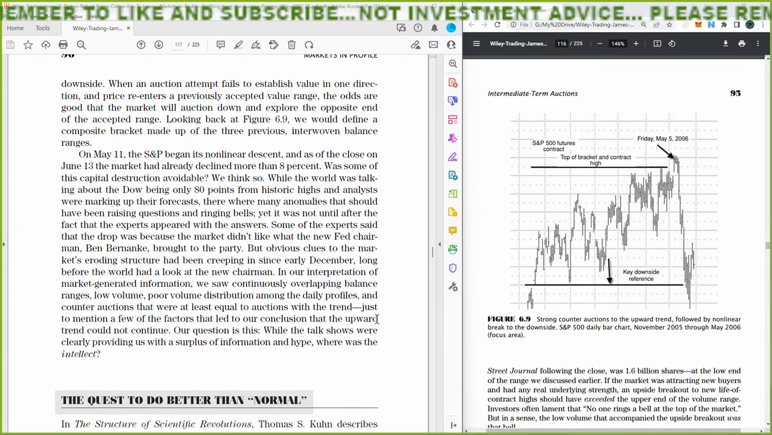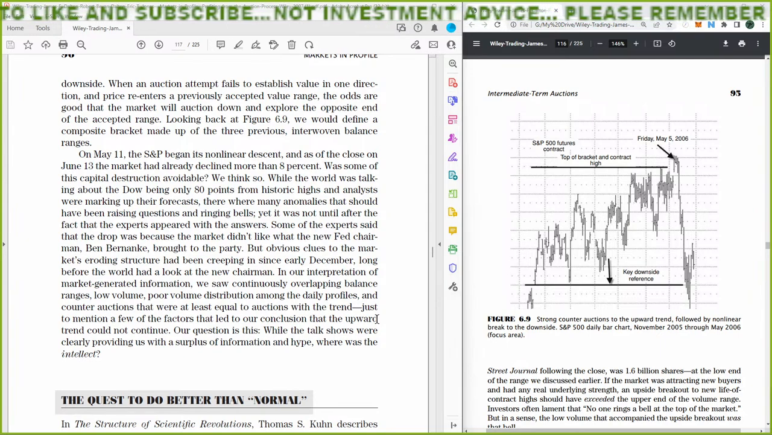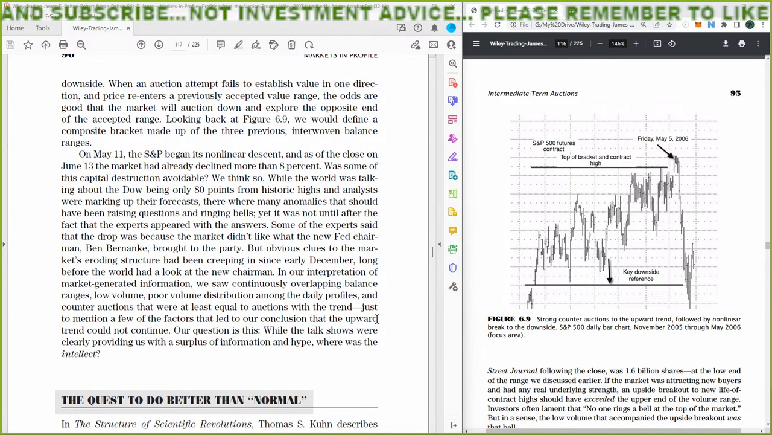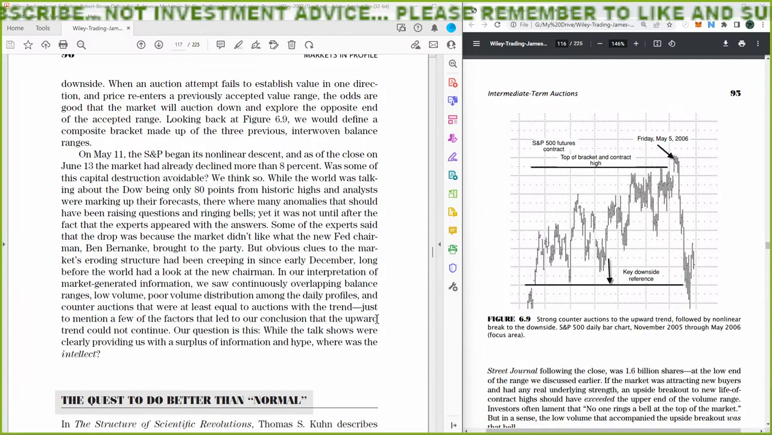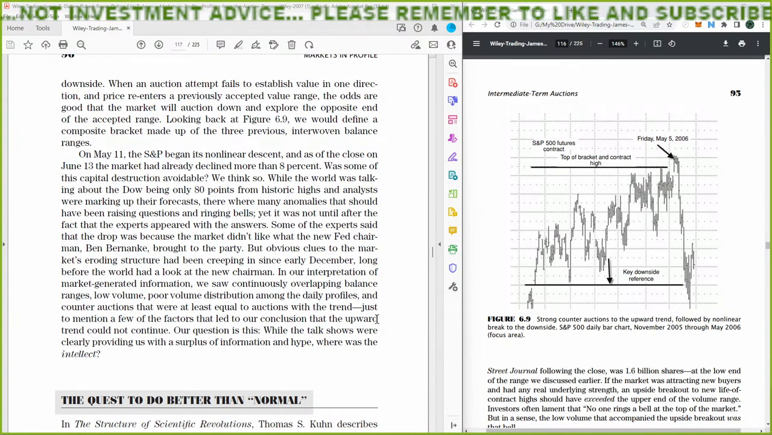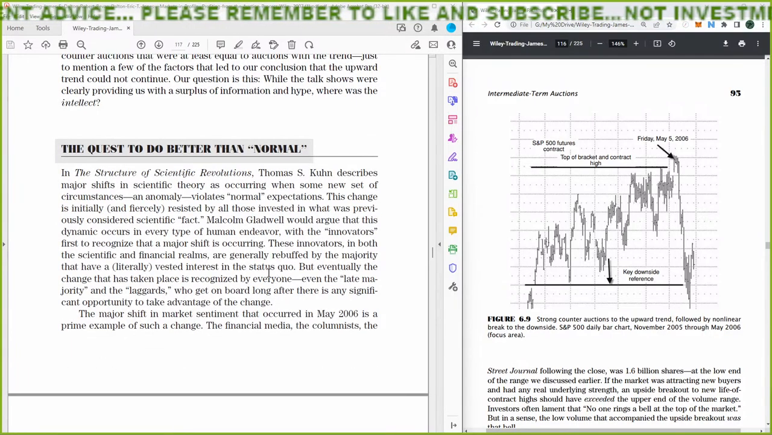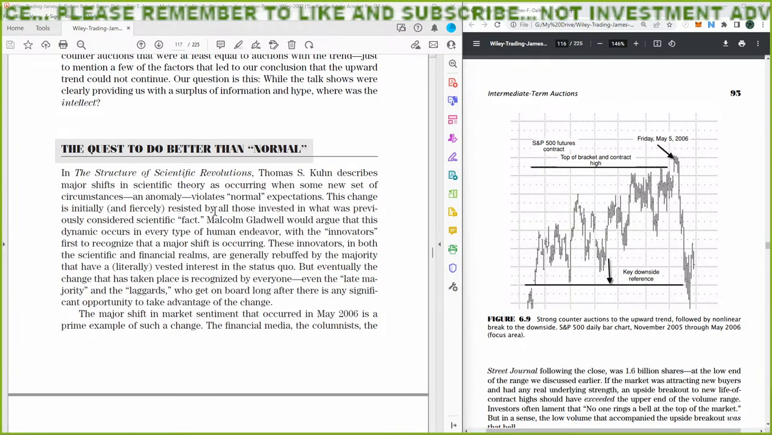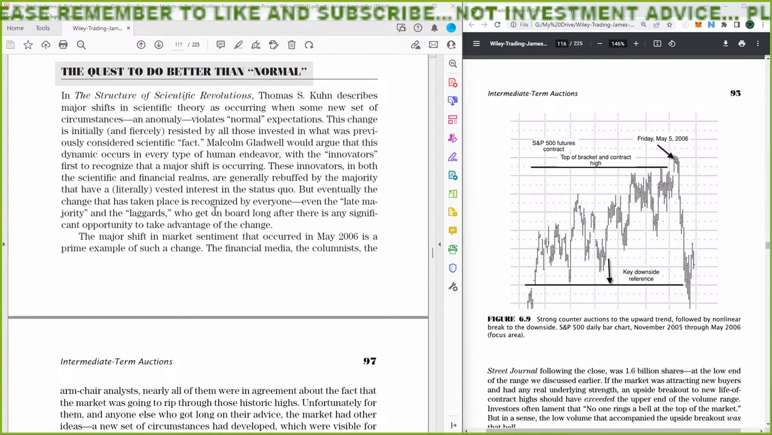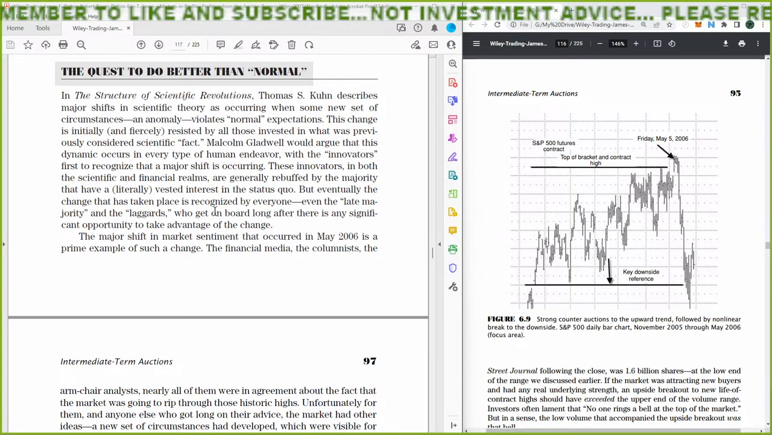Just to mention a few of the factors that led to our conclusion that the upward trend could not continue. Our question is this: while the talk shows were clearly providing us with a surplus of information and hype, where was the intellect? The quest to do better than normal.